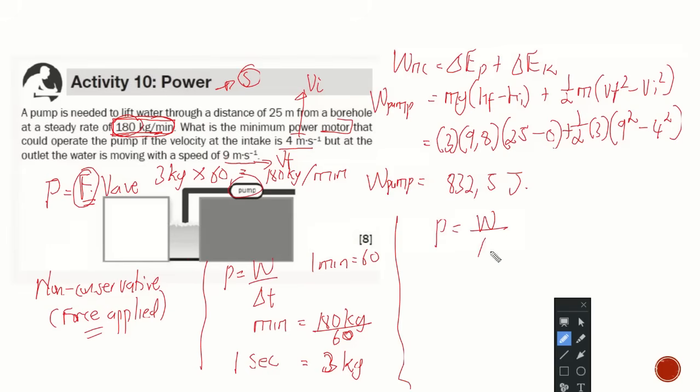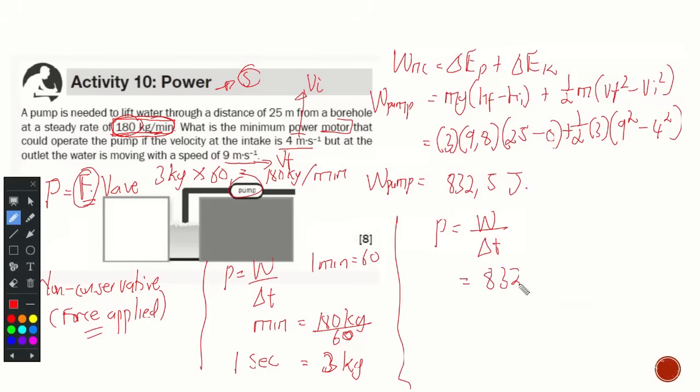Now we can apply this formula to say that power is equal to work done by the pump over the delta T, right? So the work done is 832.5. And the time it takes, right now it's going to be what? Obviously we want to check per second, because remember the mass that we used is for per second. So the delta time will be 1 second, right? So in 1 second, we have 3 kg of mass being pumped out from the borehole. And then 832.5 divided by 1 is obviously 832.5 watts. Remember the SI unit for power. And that's basically how you are supposed to calculate that.